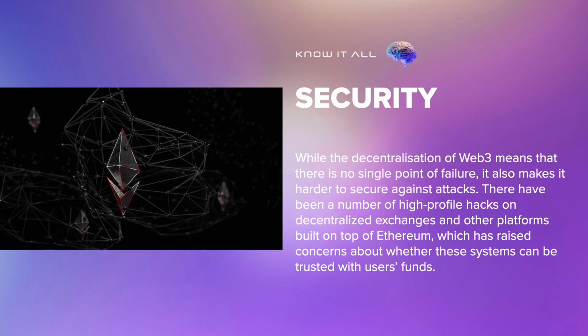While the decentralization of Web3 means that there is no single point of failure, it also makes it harder to secure against attacks. There have been a number of high-profile hacks on decentralized exchanges and other platforms built on top of Ethereum, which has raised concerns about whether these systems can be trusted with users' funds.